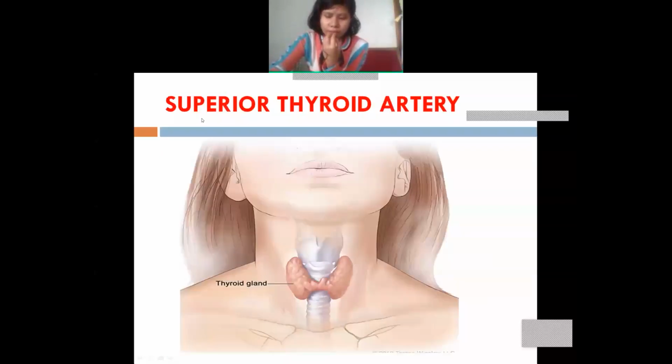Okay. Next is superior thyroid artery. So the superior thyroid artery, they supply blood to where? They supply blood to the thyroid gland. You remember the thyroid gland? We have studied it in the previous semester. So they will go and supply blood to this thyroid gland. So this is the thyroid gland. Okay. So this is about superior thyroid artery.